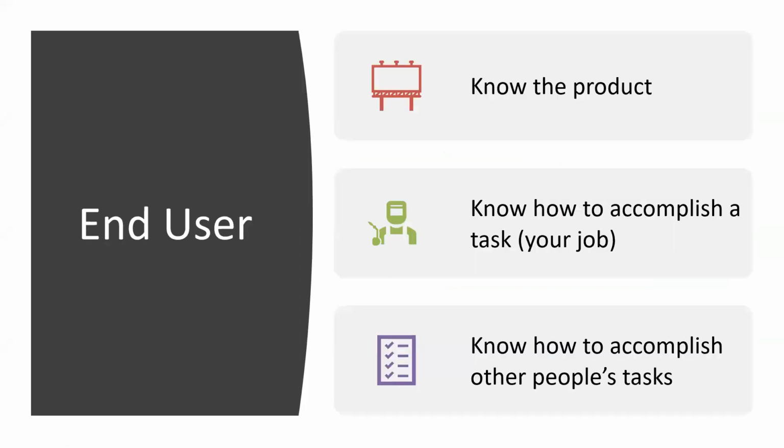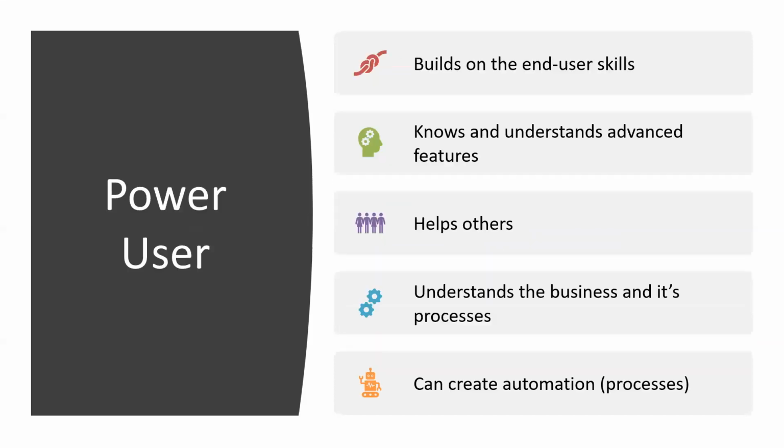So the way I view an end user is, you know the product, you know how to accomplish a task, which is mostly your job, and then sometimes you learn to accomplish other people's tasks or jobs as well. But basically, you just use a system. So maybe you are selling real estate or selling insurance, and this is how you keep track of your customers and clients and what you're doing with them and your deals you have going, etc.